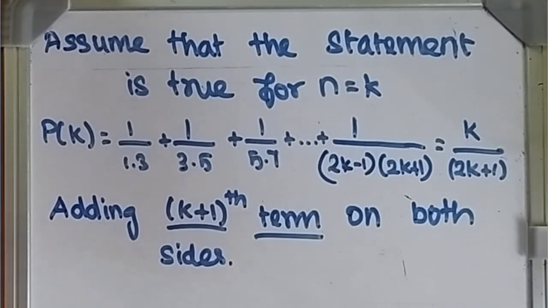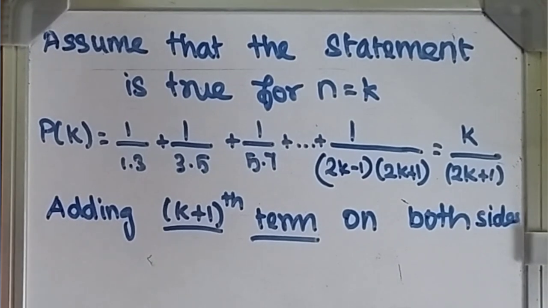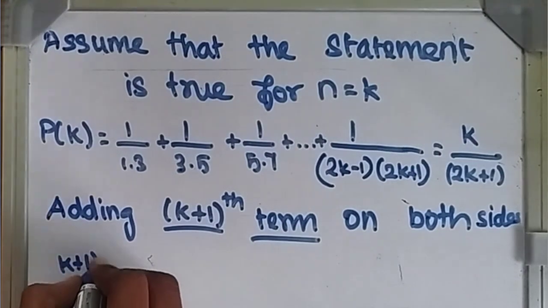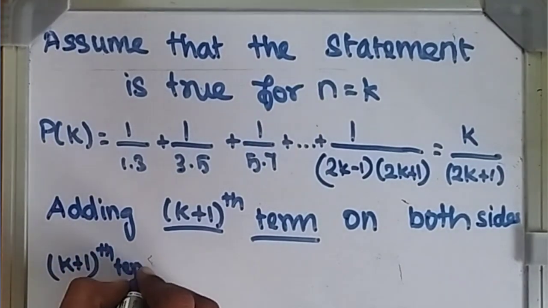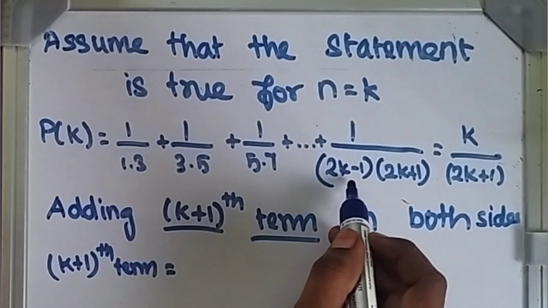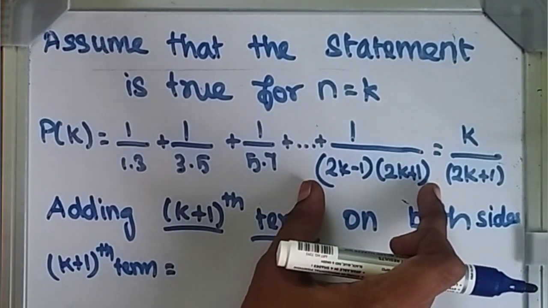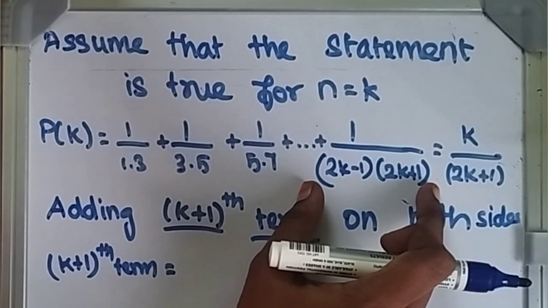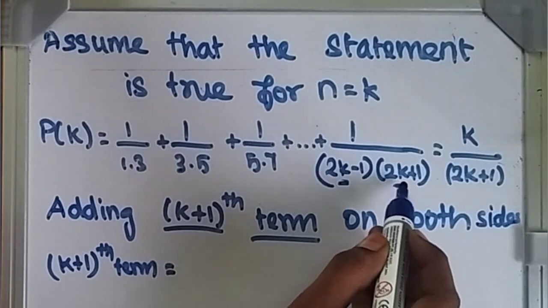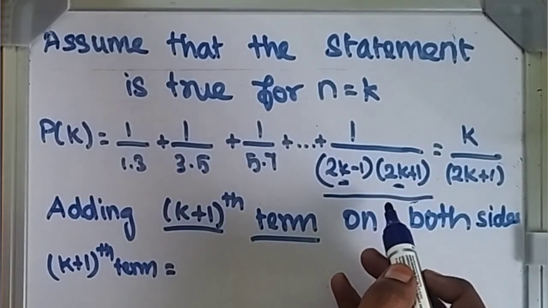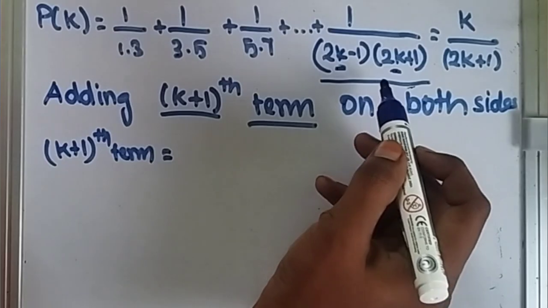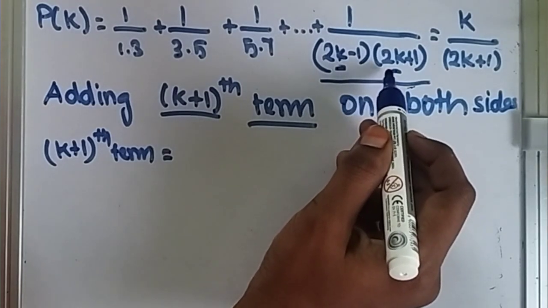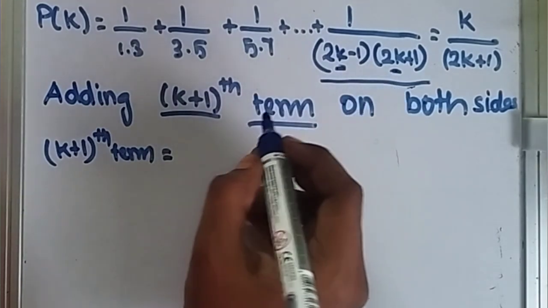For this, we have to know what the k plus 1th term is. Shall we do that? Yes. So what is the k plus 1th term? This is the last term, the kth term, right? Now we are moving to the k plus 1th term. So what we have to do is replace k. So replace all the k's here with k plus 1. Shall we do this? Yes.